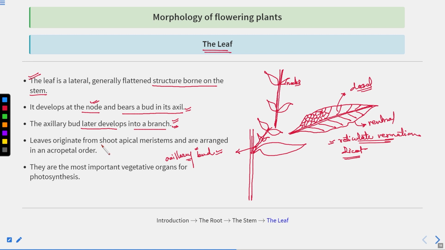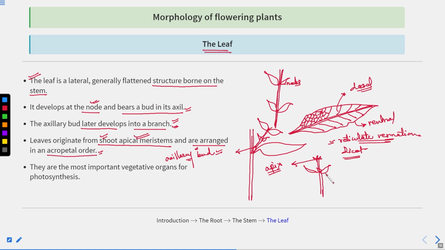Now, leaves originate from the shoot apical meristem. So here you can see there is an apical meristem, and where is the apical meristem present? The apical meristem is present at the apex. Suppose this is the stem. Okay, so this is the apex. It has two apices, the shoot apex and the root apex. So we are talking here about the shoot apex. So at the shoot apex, you can see there is an apical meristem and the leaves are arranged in an acropetal order.